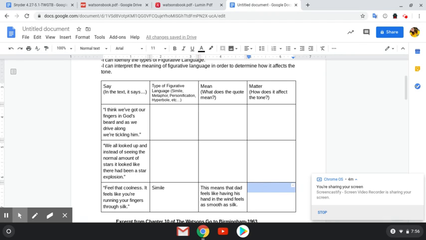Now, the last column is matter. In this section, we are focusing on how these pieces of figurative language affect the tone of the story, or the attitude the author has, or the feeling that the story is portraying. So we're going to focus on the tone in the matter section. Why does this matter? I want you to answer, how does it affect the tone in this column? So I'm going to say this creates a calm tone. Because can't you just picture it, sitting in a car with your hand out the window, feeling how smooth that air is? That's a calm feeling.